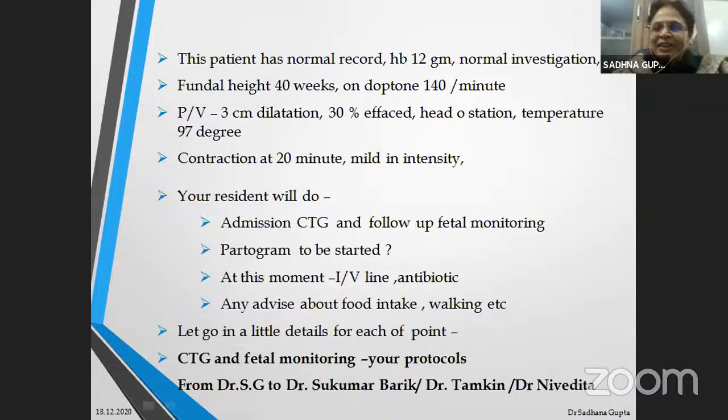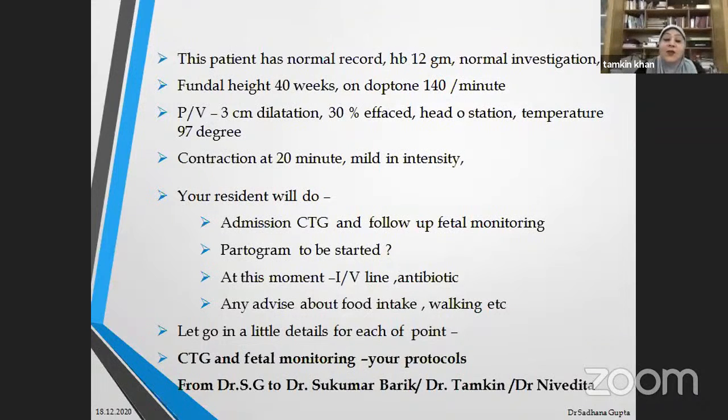So, Dr. Tamkin, we will have your takeaway on what you do in your institution, and if you are doing a private setup also, what's your recommendation for admission CTG? We are not doing it. No admission CTG for us at our institution.